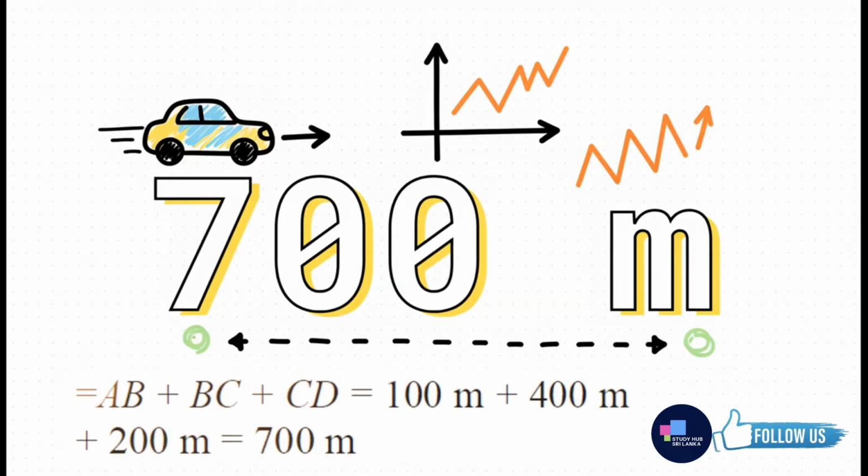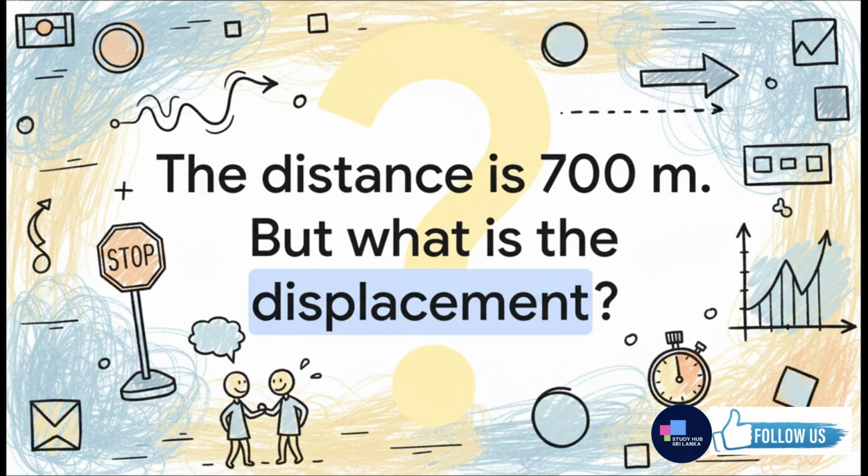All right, let's do some quick math here. We just add up all the parts of the journey, right? So we've got 100 meters plus 400 meters plus 200 meters, and that gives us a grand total of 700 meters. Easy. Remember, for distance, every single step counts. Okay, so we know the distance is 700 meters.